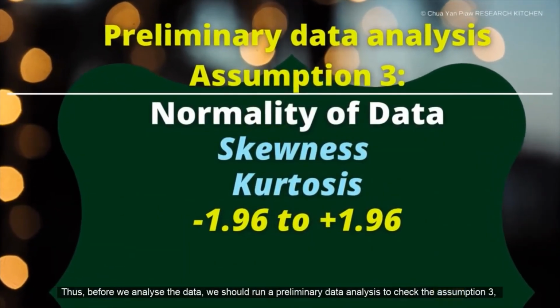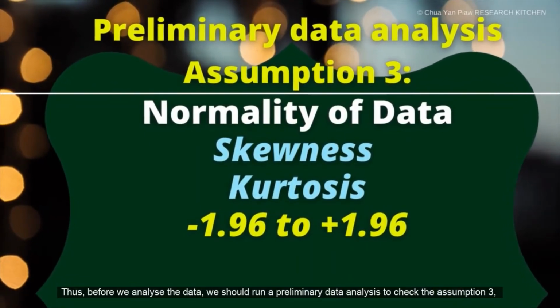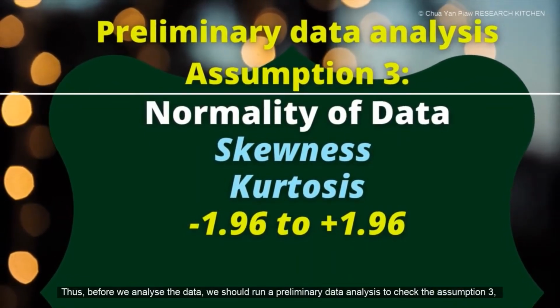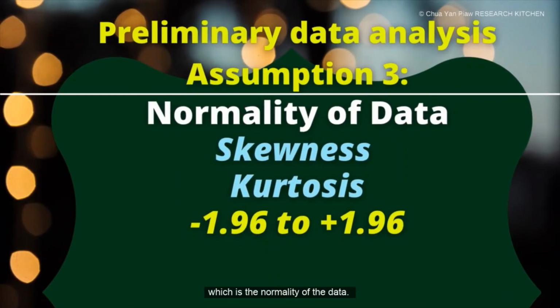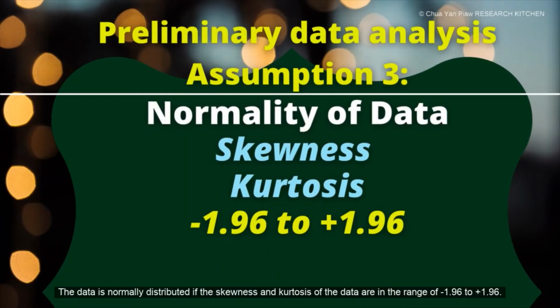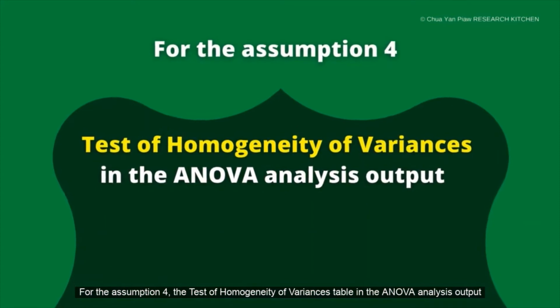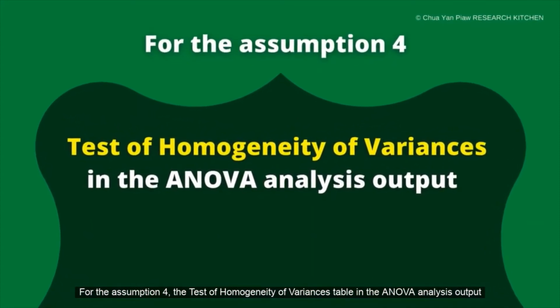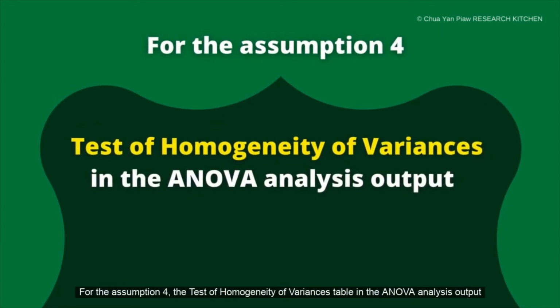Before we analyze the data, we should run a preliminary data analysis to check assumption 3, which is the normality of the data. The data is normally distributed if the skewness and kurtosis values of the data are in the range of negative 1.96 to positive 1.96. For assumption 4, the test of homogeneity of variance table in the ANOVA analysis output will show whether the variances of the groups are equal.